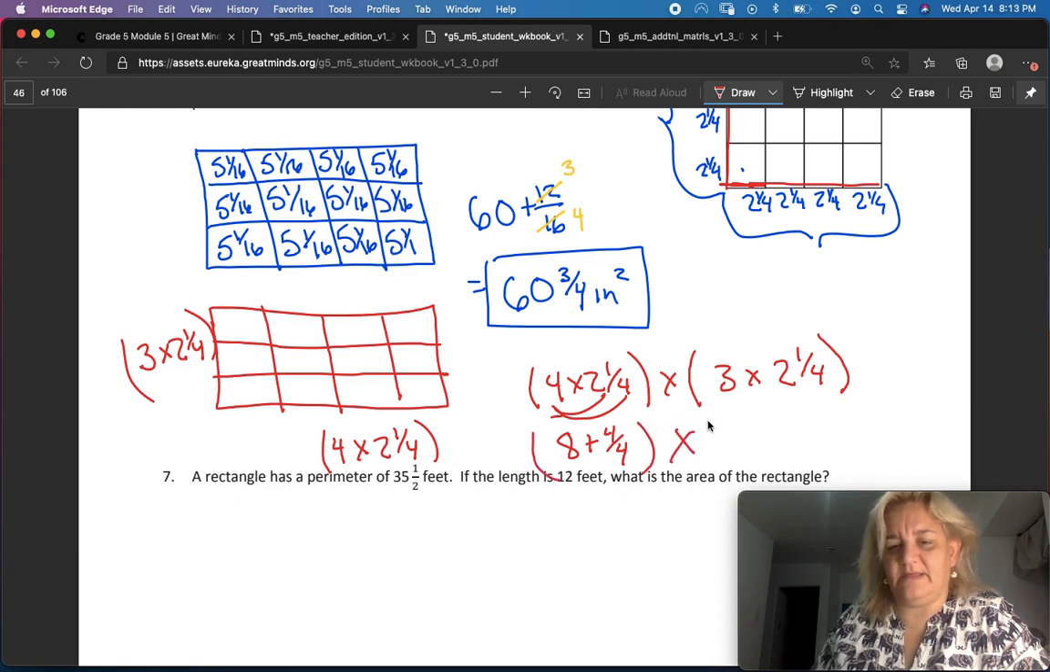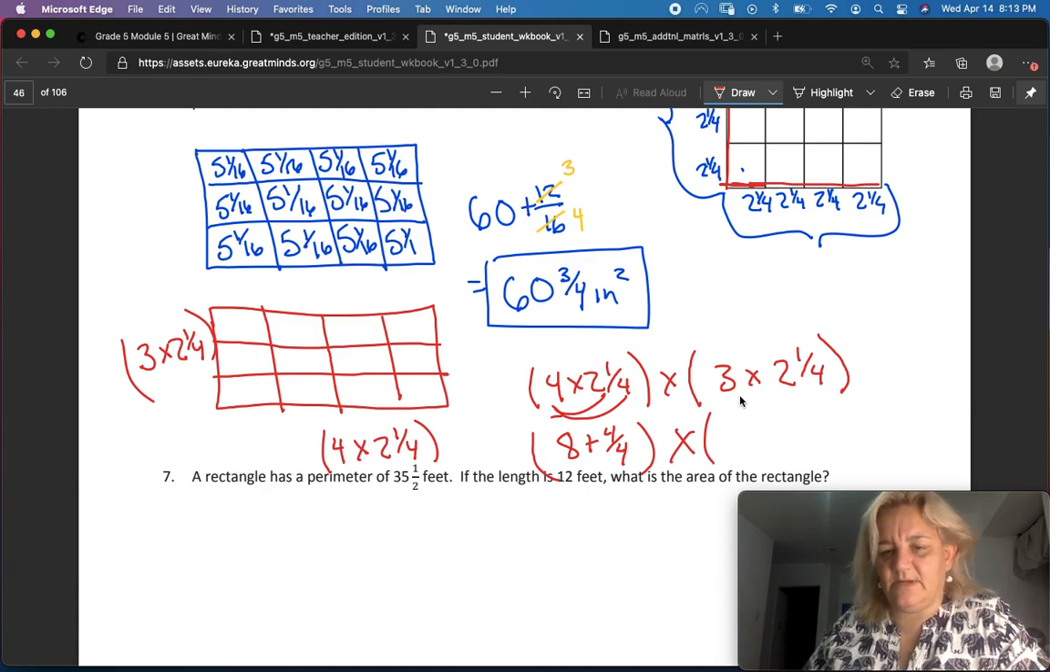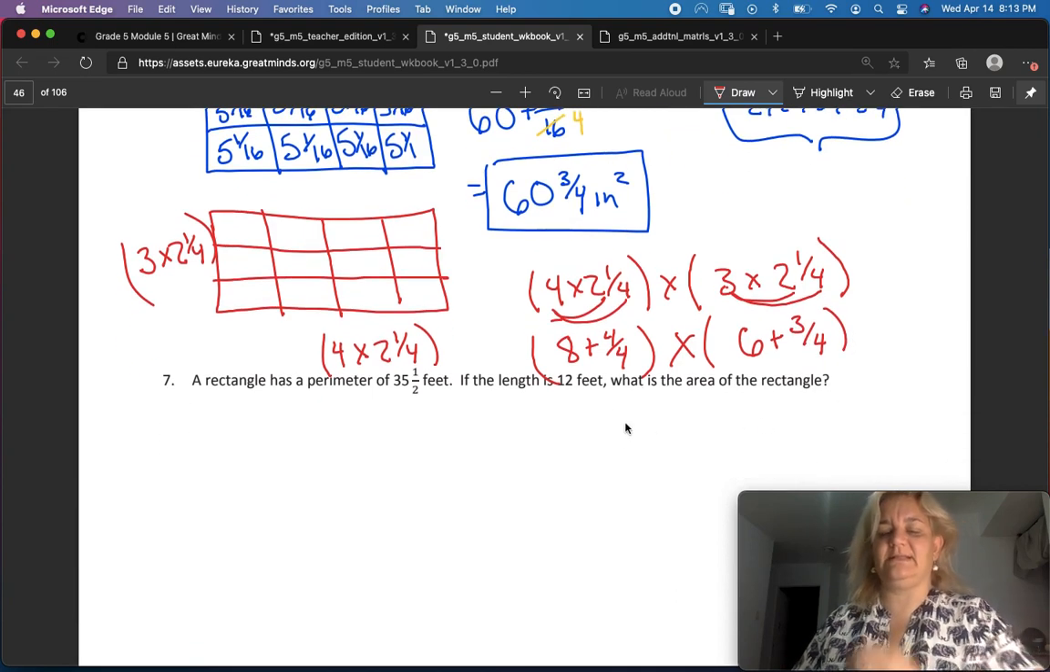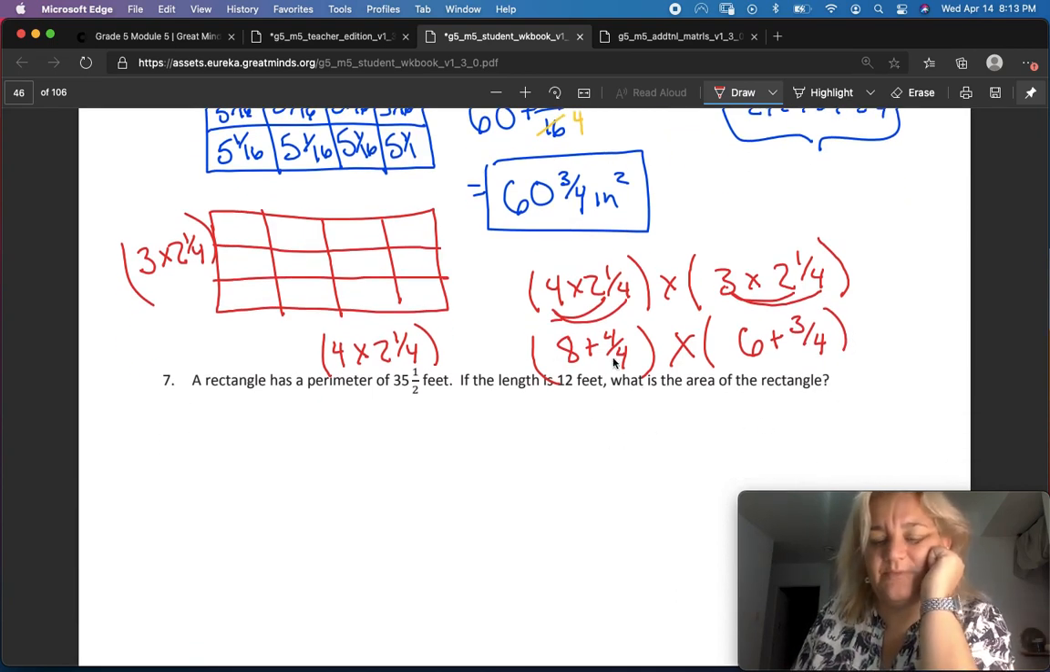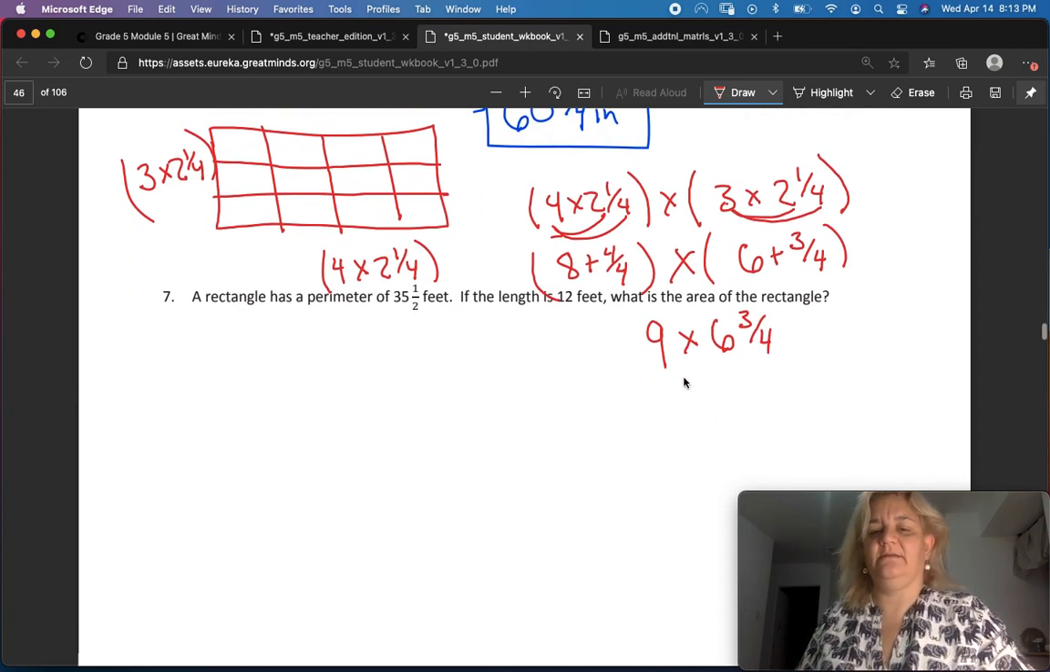And I'm still multiplying on the in between the parentheses. Now 3 times 2 and then 3 times 1/4, that's the distributive property, right? 3 times 2 is 6, and 3 times 1/4 is 3/4. Okay, now, and I'm going to roll into this next side. 8 plus 4/4 is just 9 times 6 3/4. Okay, lots of work here.